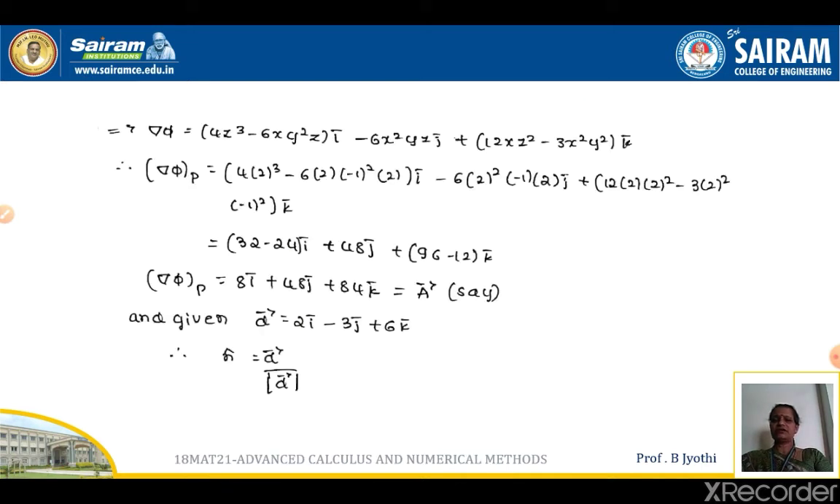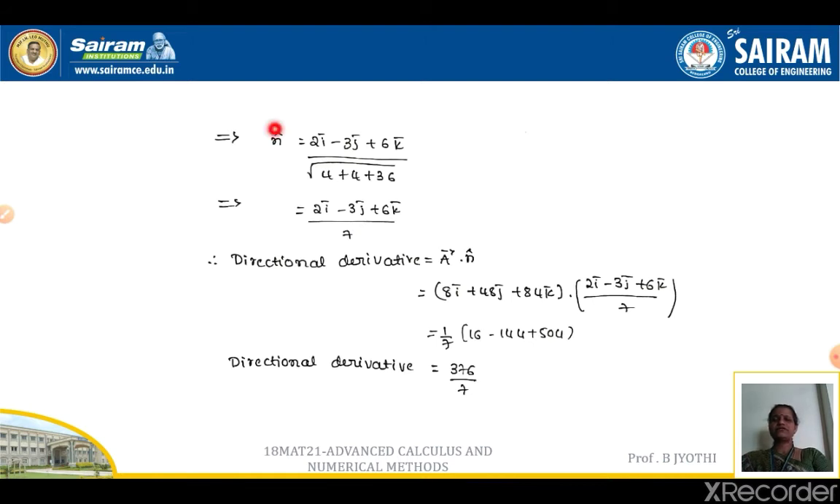So del phi is given by this, and at the point, by substituting what has been given, (2, -1, 2), we will get (32 minus 24) into i plus 48j plus (96 minus 12)k, or 8i plus 48j plus 84k. Let us call this vector A. It is given that it has to be in the direction 2i minus 3j plus 6k. Let us find n cap. n cap is given by d divided by its magnitude.